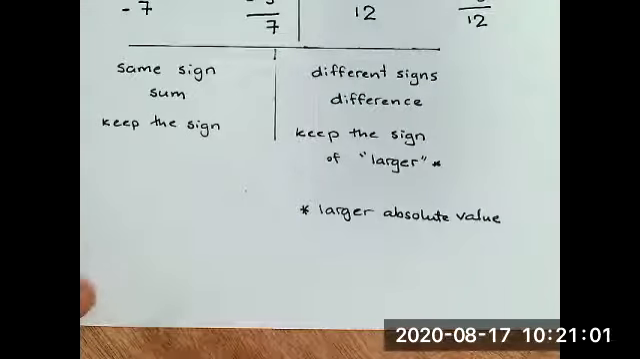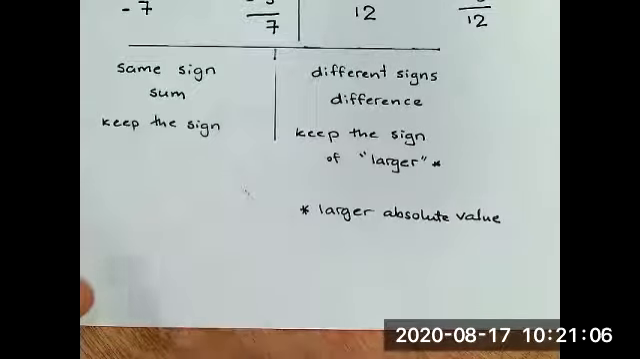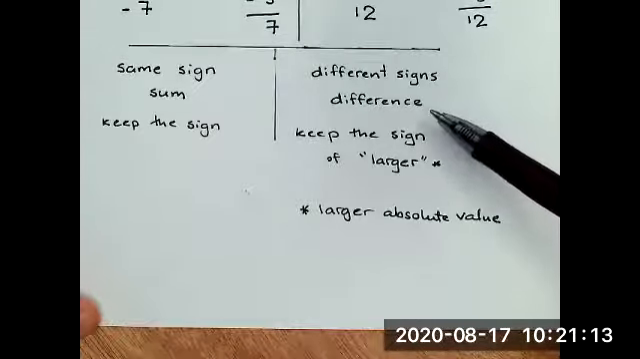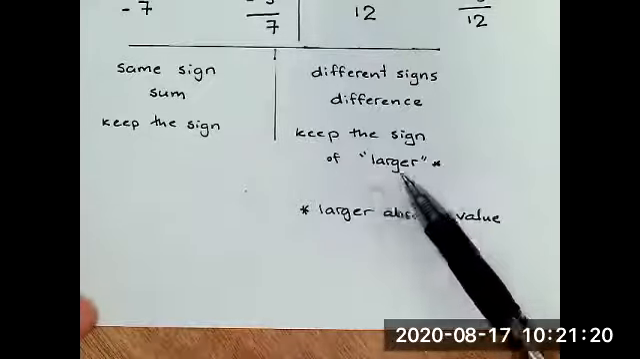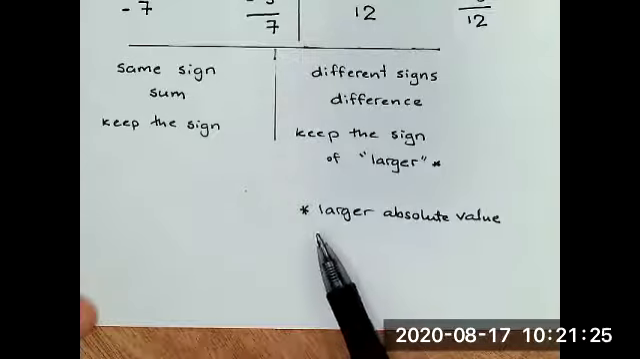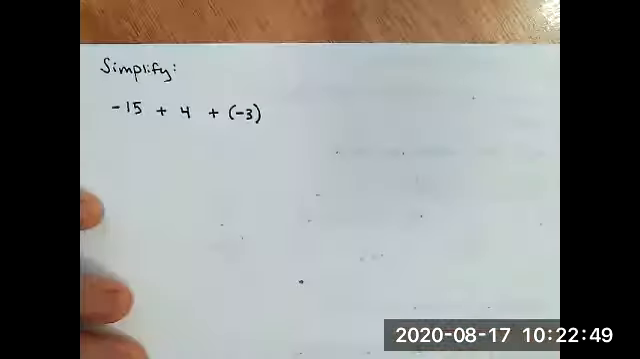So to help you remember, if they have the same sign, you take the sum and keep the sign. If they have different signs, you take the difference. Remember that difference is the result of a subtraction. You keep the sign of the larger. I put larger in quotes, because that means the number with a larger absolute value. Let's do some more examples.